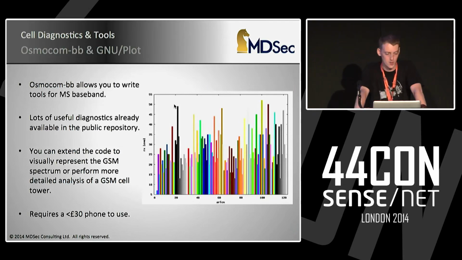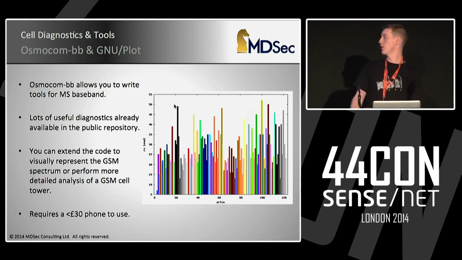One of those open source tools is Osmocom BB, which allows you to write tools for a mobile station's baseband. For instance, the Calypso Texas Instruments chip, which was leaked, has essentially been reverse engineered, and they've been able to ram boot their own utilities on it to get access to the baseband and implement pretty much anything you want. There are a number of useful diagnostic tools already available to download, and you can extend the code to visually represent the GSM spectrum with only a £30 phone.